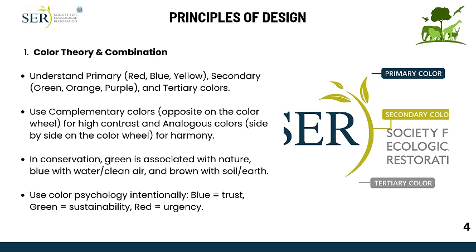So to begin with, you need to understand color theory and combination: primary colors, red, blue, yellow, combined with secondary colors like green, orange, and purple; complementary colors, which sit opposite each other on the color wheel; analogous colors for harmony, ideal for backgrounds, etc. You can see I used the SUR logo to depict the primary color, the secondary color, and the tertiary color. Primary colors are always very prominent in designs.